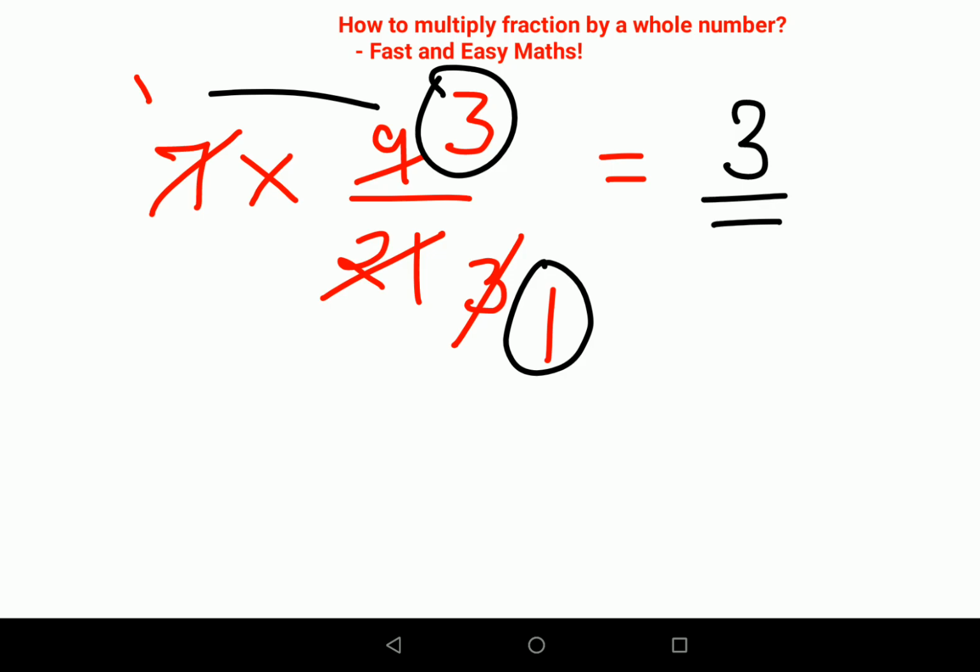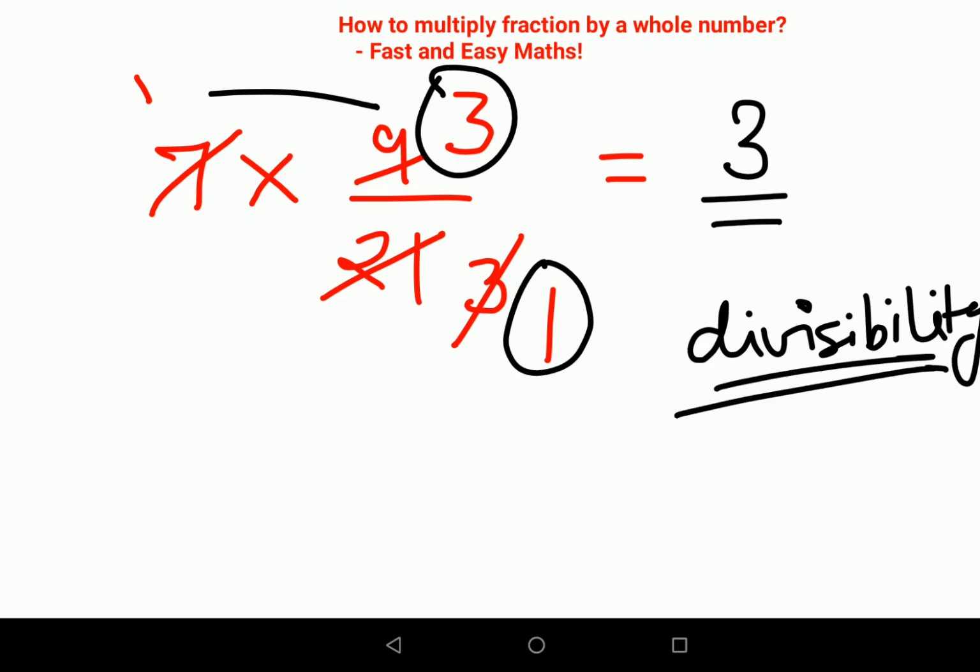So please understand, while multiplying fractions to whole numbers or fractions to fractions, you always have to pay attention to whatever is getting cancelled. Here your knowledge of divisibility rules will be very, very helpful. I will put up a link somewhere on the top and in the description. Please go ahead and check it out, because there are certain rules which are going to be very helpful for you all to solve these kinds of multiplications.